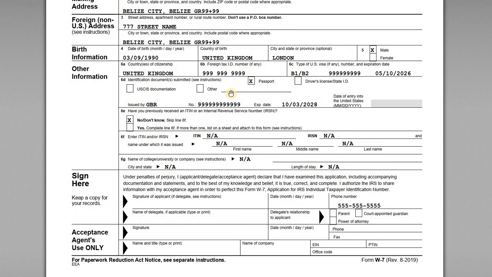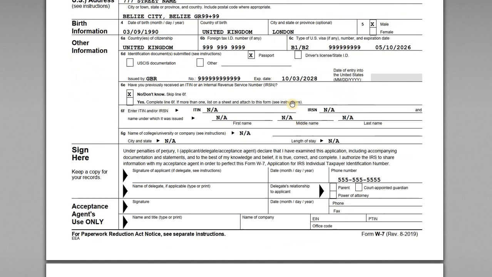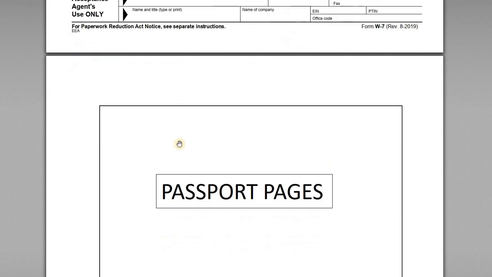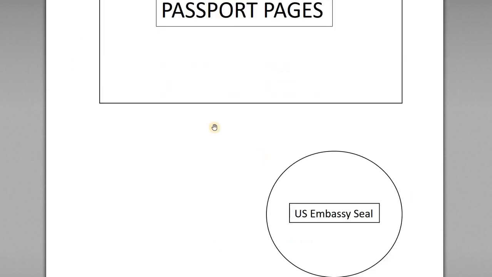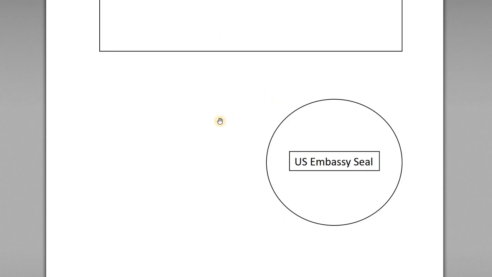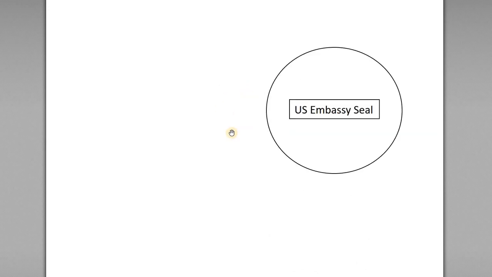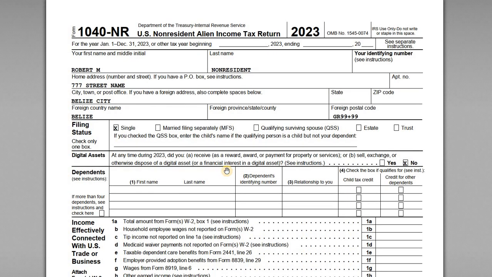Now, the passport, you can mail your passport to the IRS, and then they'll send it back to you. Or you can get a certified copy done at a U.S. embassy or a consulate, right? You can't go to just a regular notary. So Robert's completed the W-7, and then he's attached the certified copy of the passport, which he went to the U.S. Embassy to get. Now on to the tax return.